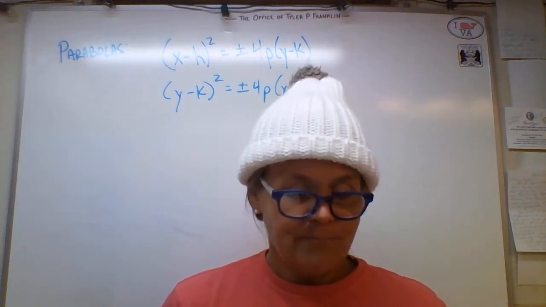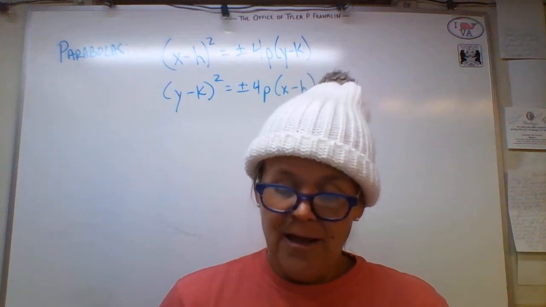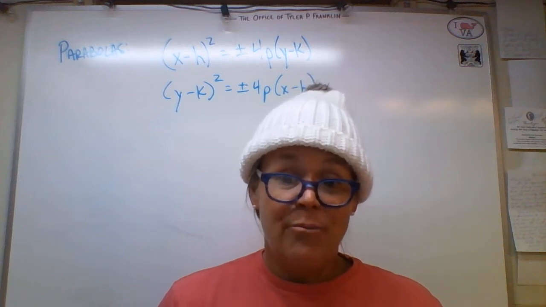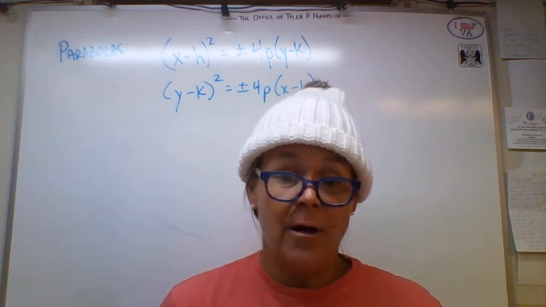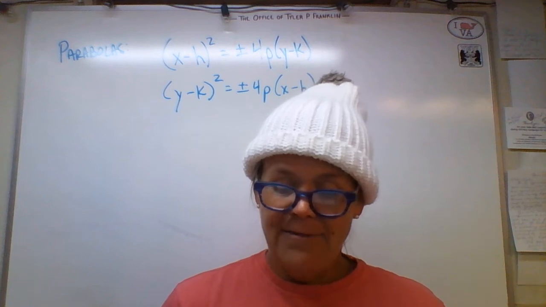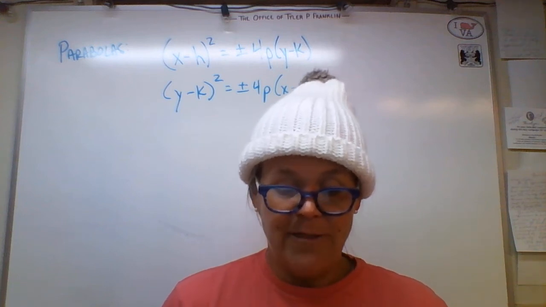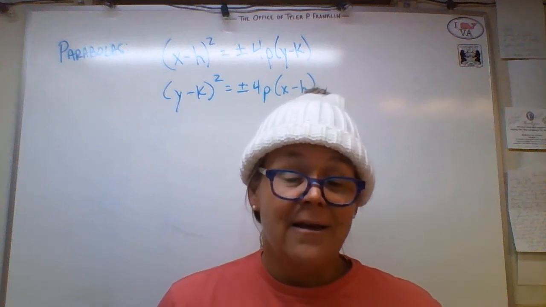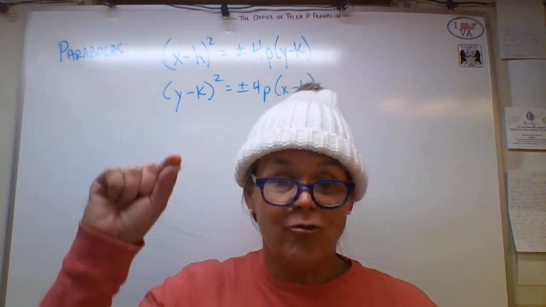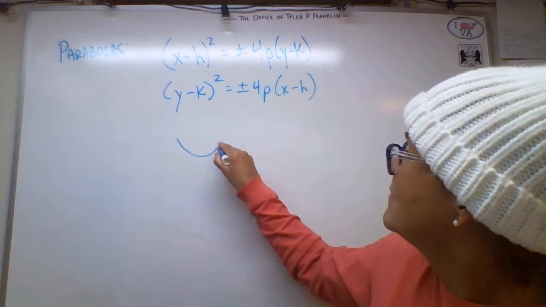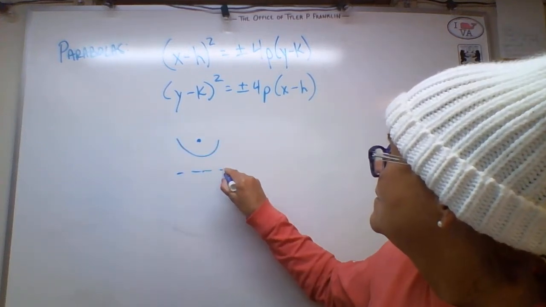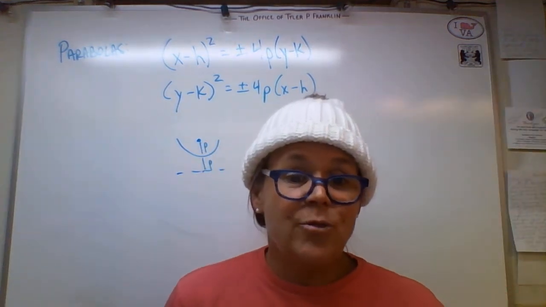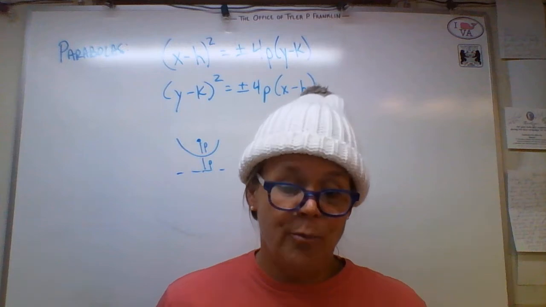P is the focus. And so at the bottom of those notes, it says, what is P? P is the number of spaces from the vertex. And then what's the distance between the focus and the directrix? That's going to be 2P. In my picture, if that's P and that's P, the distance between the two is going to be 2P.